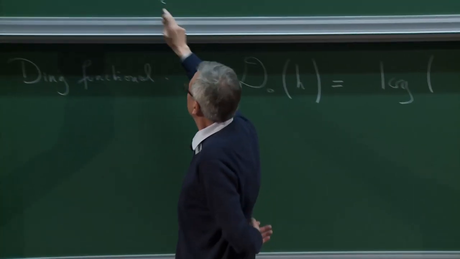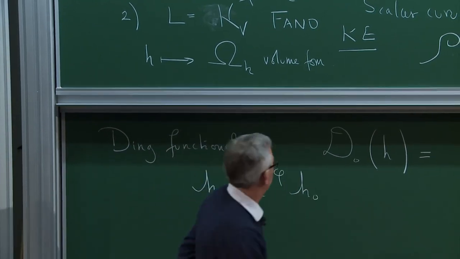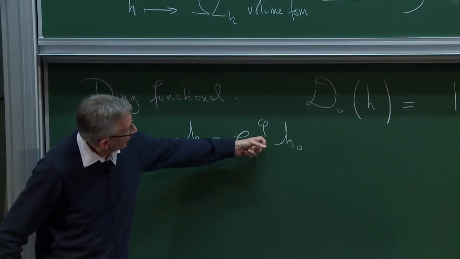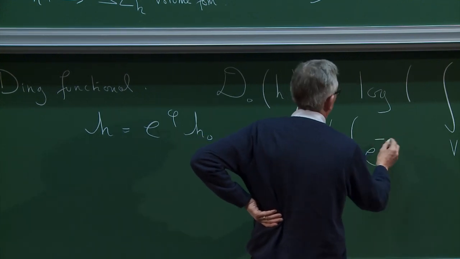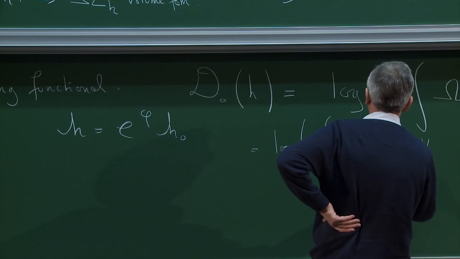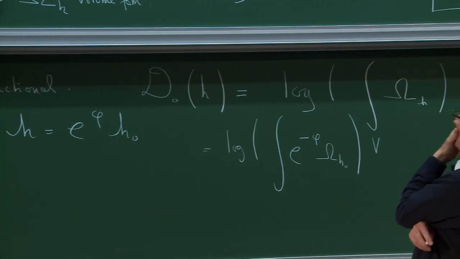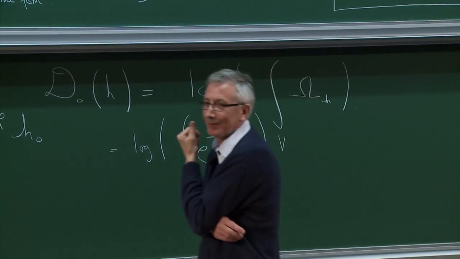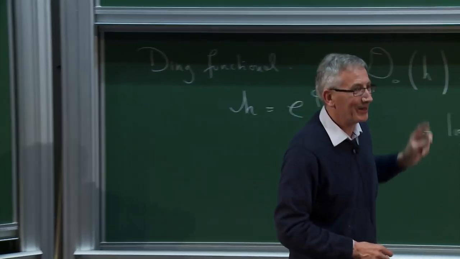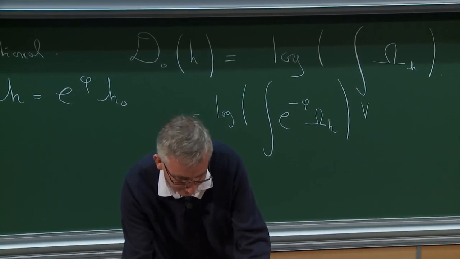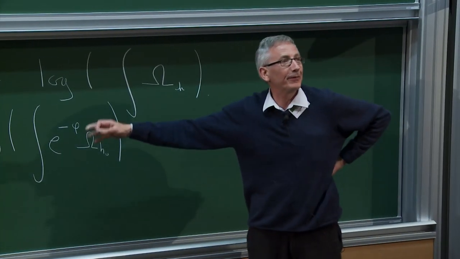If we choose some reference metric h naught, and we write h as e to the phi times h naught, then our master variable is this function phi. Then this thing is just the log of the integral of e to the minus phi, it works out, times omega h naught. Maybe 2 pi, or r. I should say that this will be a talk with random signs, so probably random factors of two. If you get one right, you might as well get them all right, and that's a lot of work. But I think that's the right sign. In any case, this is a very simple function. It's just the integral of e to the minus phi.